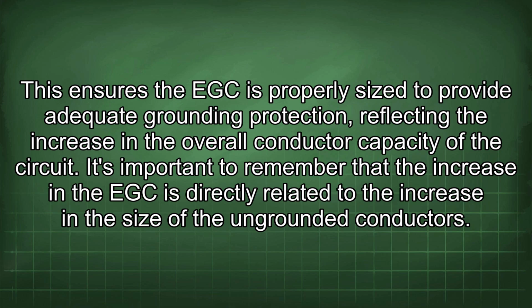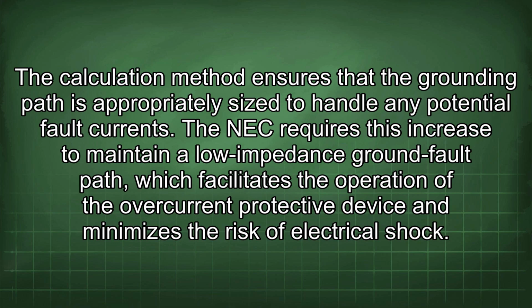This ensures the EGC is properly sized to provide adequate grounding protection, reflecting the increase in the overall conductor capacity of the circuit. It's important to remember that the increase in the EGC is directly related to the increase in the size of the ungrounded conductors. The calculation method ensures that the grounding path is appropriately sized to handle any potential fault current. The NEC requires this increase to maintain a low impedance ground fault path, which facilitates the operation of the overcurrent protective device and minimizes the risk of electrical shock.